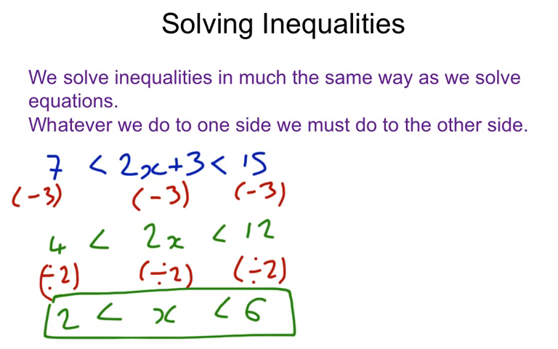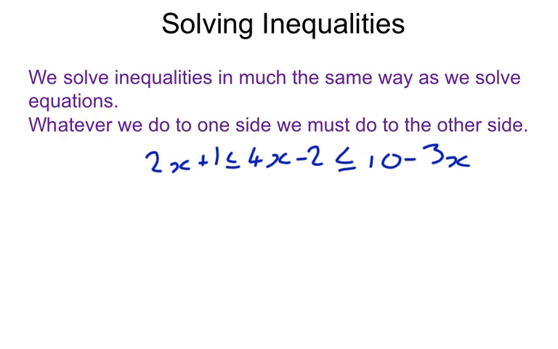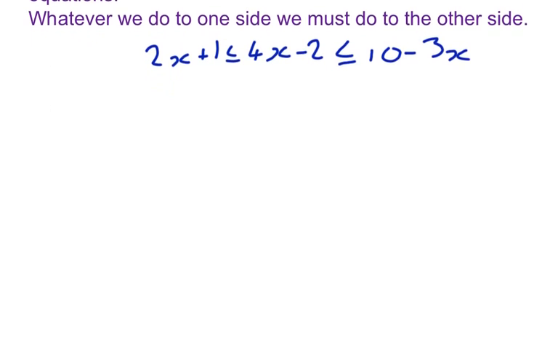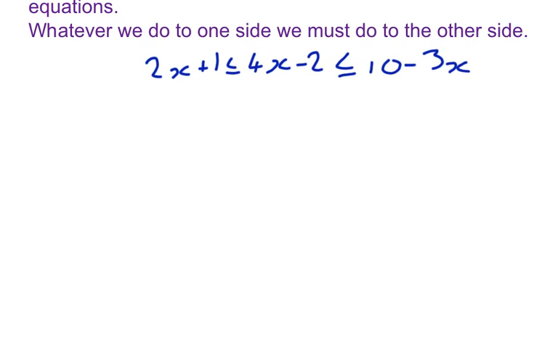One final example now, which is even more complicated. This one has 3 terms to it, and each one has multiple terms in it. So 2x plus 1 is less than or equal to 4x minus 2 is less than or equal to 10 minus 3x. For ones like this, we could work like we did in the previous one, but it's often easier to split it into 2 separate inequalities. So that's what we're going to do here.